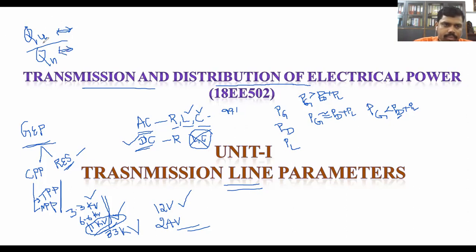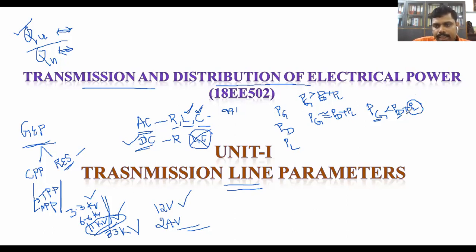Now, here the demand increases, but the generation is constant. We need to minimize the losses. That means we can concentrate on the inductance as well as the capacitance. Once we are minimizing the losses, we can satisfy the consumer.